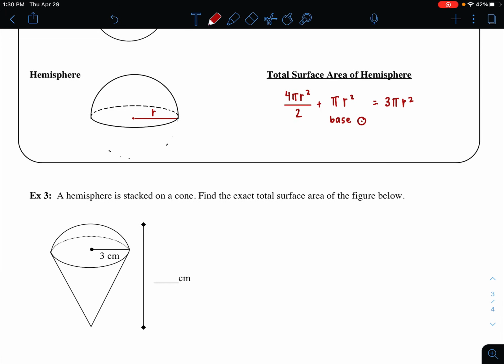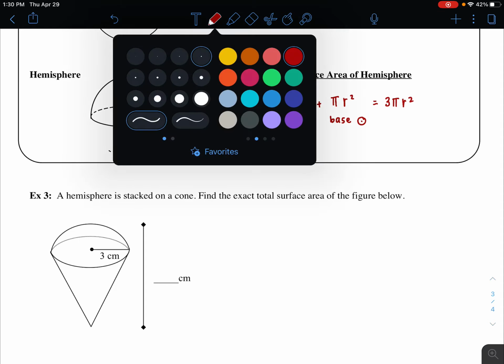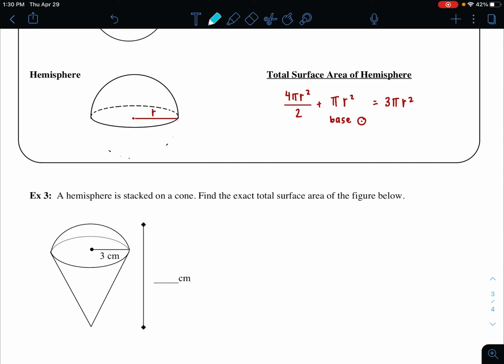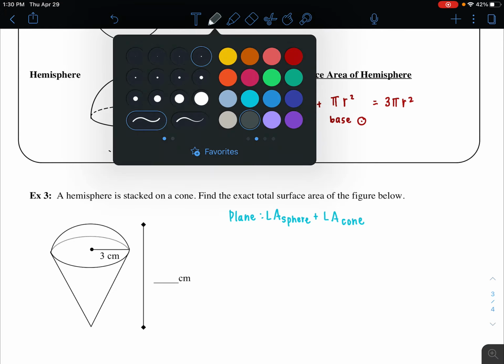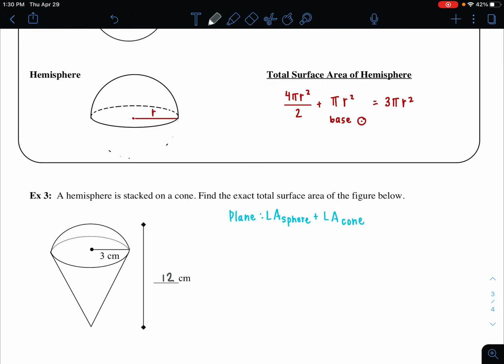Okay, let's take a look at example number 3. A hemisphere is stacked on a cone. Find the exact total surface area of the figure below. All right, write your plan. Well, I need the surface area, the lateral area of my sphere plus the lateral area of my cone. So my blank here is 12. So take a moment, try and solve it.